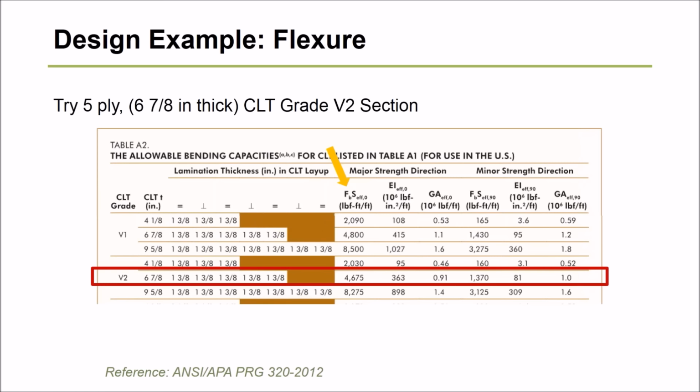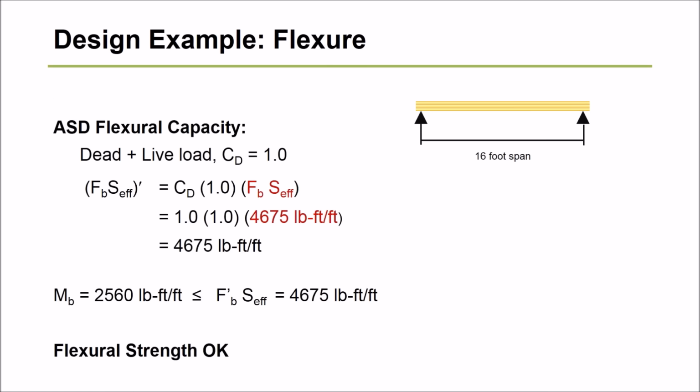So that's a pretty straightforward check. What is the applied bending load? And here we go through and find the capacity of the different sections. Since we were using dead and live, our C sub D factor is 1.0, so we don't have to do adjustment factors for that. I already talked us through this next slide, where we grabbed our 4675 pound-feet per foot of capacity, multiplied it by the C sub D of 1.0, and that's greater than our 2560 pound-feet per foot of demand. Our flexural strength is okay for that check.